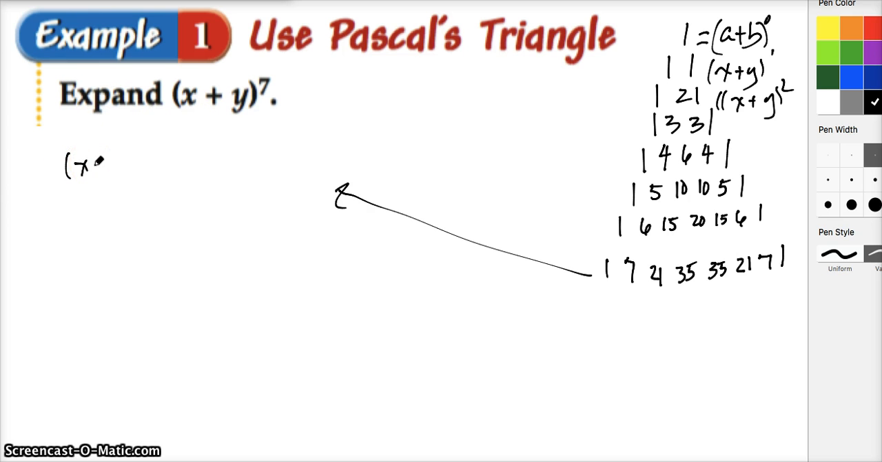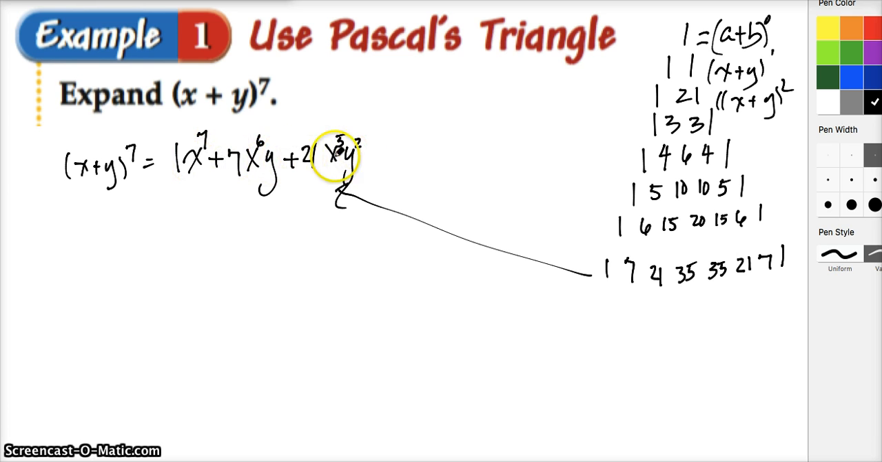So if I'm dealing with (x + y) to the 7th power, what I know is that the first term, x to the 7th, will be the first term. And so that will be 1x^7 plus 7x^6 y^1 plus 21x^5 y^2.